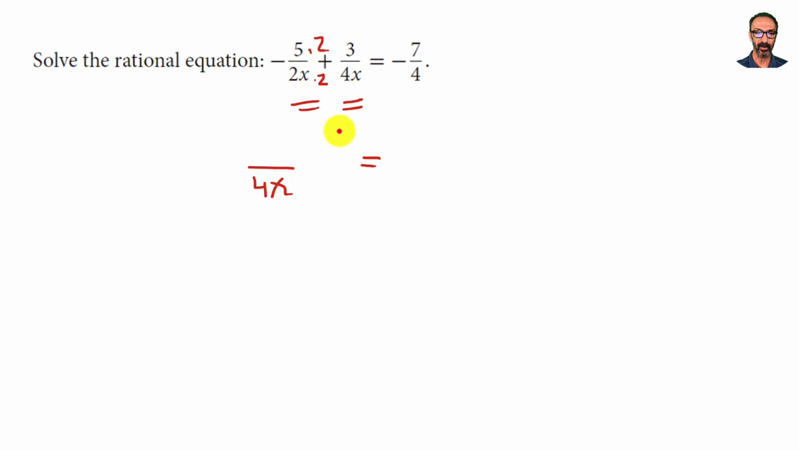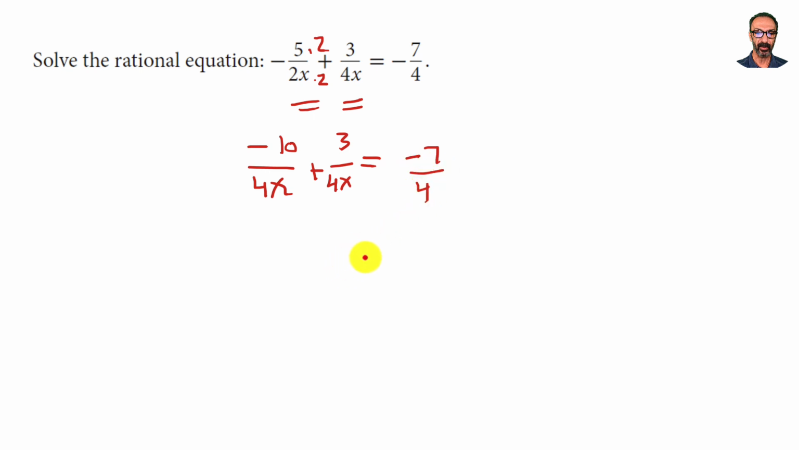That's our focus. Plus, and that was a 4x, so we'll keep it there. That's a 3. Don't forget how we have a minus here. You could put it on top. I prefer to have it on top. So it's a minus, minus 5 times 2, which is minus 10. And now I have minus 7 over 4. I did not touch it.